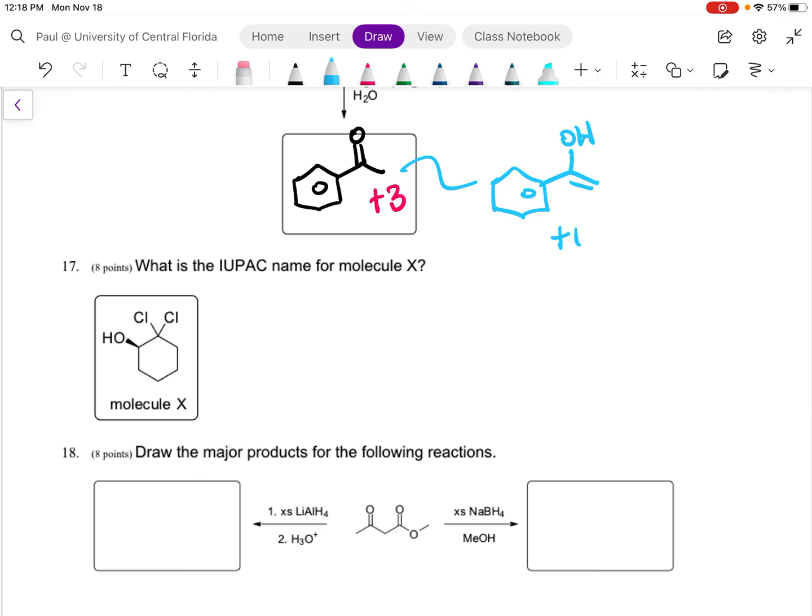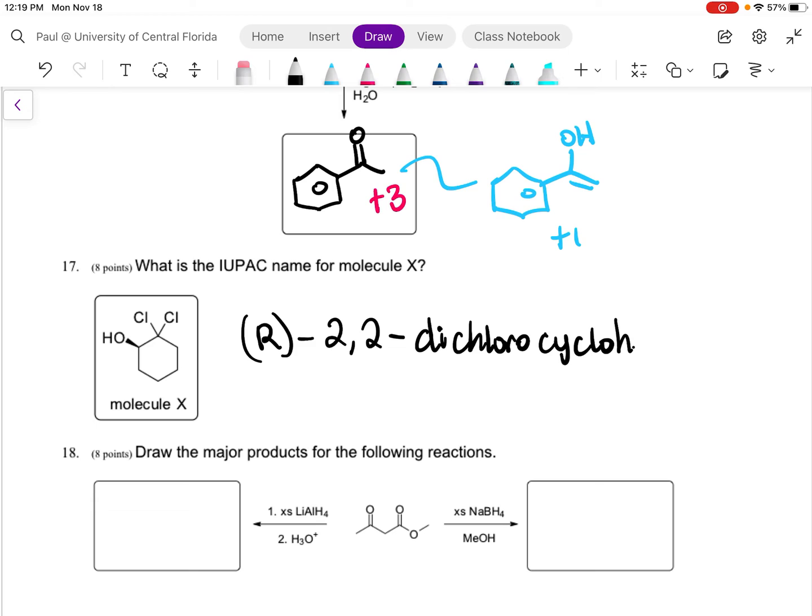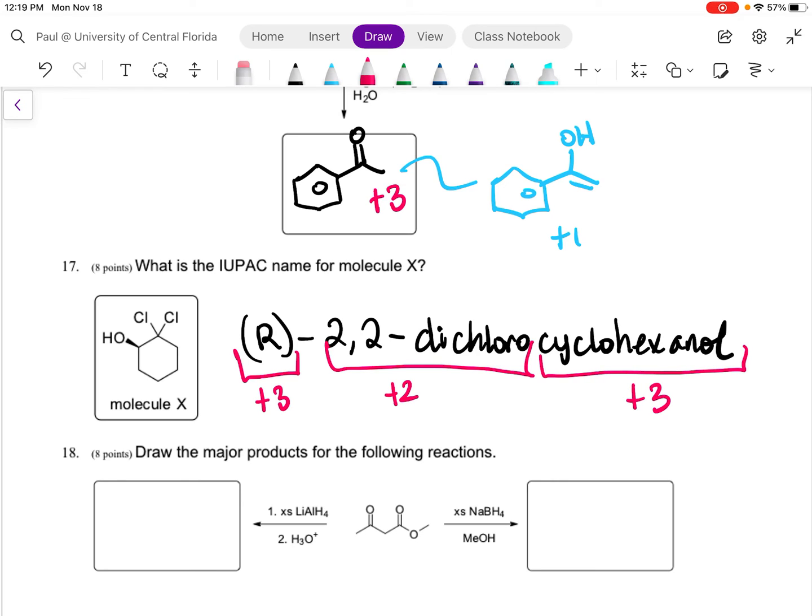Okay, what is the IUPAC name for molecule X? The answer would be R-2,2-dichlorocyclohexanol. Like that. And the way we broke down the points for this was that's 3. That part is +2. And that was +3.